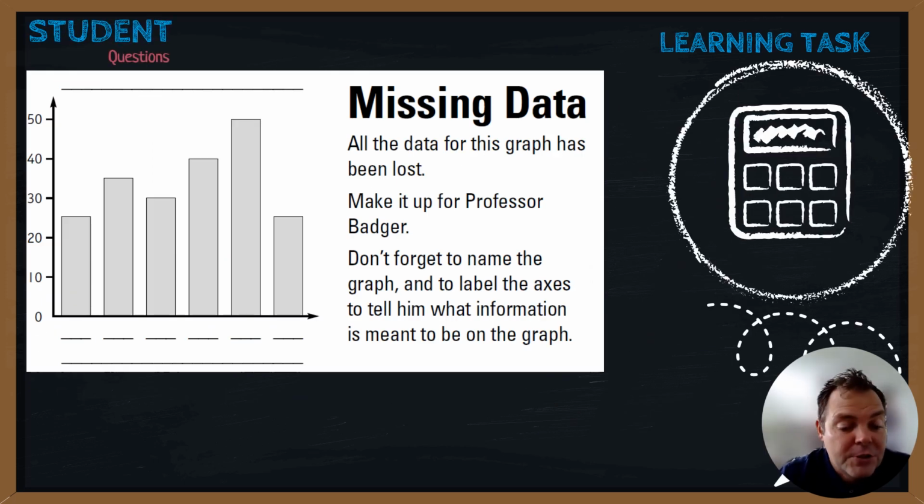Here we go, this is a different sort of graph, and we've got some missing information there. What would you label these? At the moment, it says all the data on this graph has been lost. Make it up for Professor Badger. Don't forget to name the graph and label the axes. So it's Professor Badger. What do we want to say? He's gone up by 10s. This is the most popular. Could it be the grades that he's given out, because he's a professor?